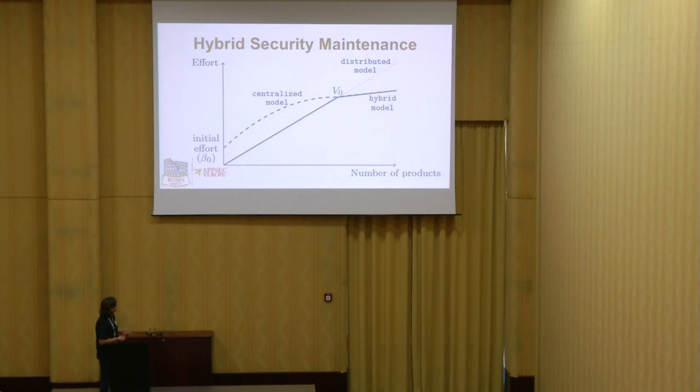So in the end, you try to minimize first the initial cost. You don't give each and every product to the central security team to spend their time on. And at the same time, you try to cut off the cost with this linear growth when everybody is doing their own things.